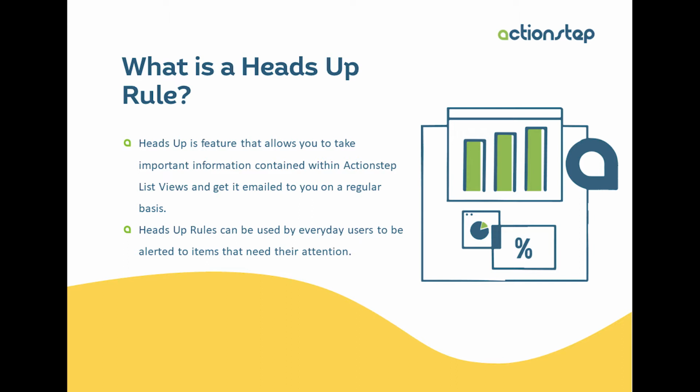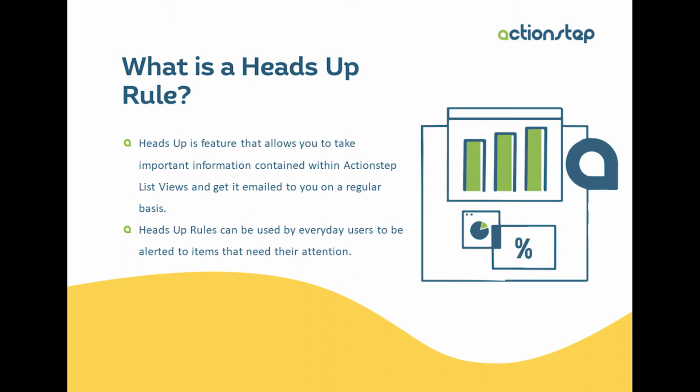Further to this, Heads Up rules can be used by everyday users to be alerted on items that need their attention. This stretches from tasks to matter due dates within the next month or appointments that are coming up within the next month. Lastly, it is also a great way for reporting. Any important insights that you gain from a filter applied to your list view can be turned into a Heads Up rule so that the information is sent to you on a frequent basis. Some other use cases for Heads Up rules are that you can see the average time that a matter has been open, the total WIP at the end of the week, or any overdue tasks.